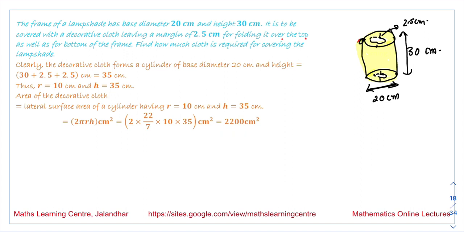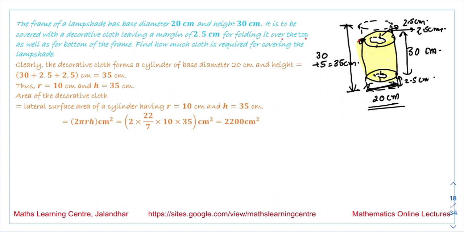So basically the cloth that we require, this margin becomes, if we extend these values, 2.5 centimeter height is increased in this direction and 2.5 centimeter in the downward direction. So the total height that we have is 30 plus 5, equal to 35 centimeter. The base diameter is 20 centimeter.